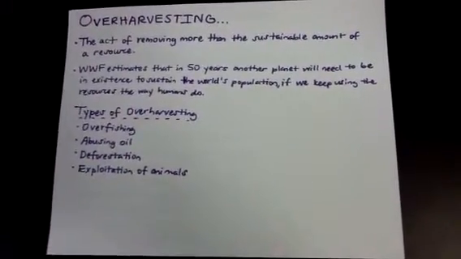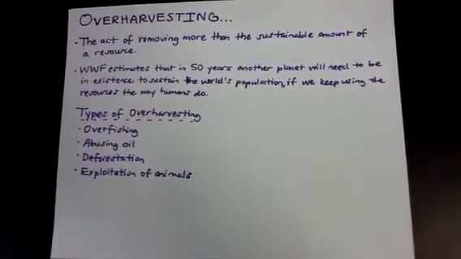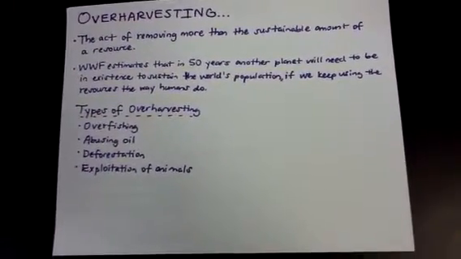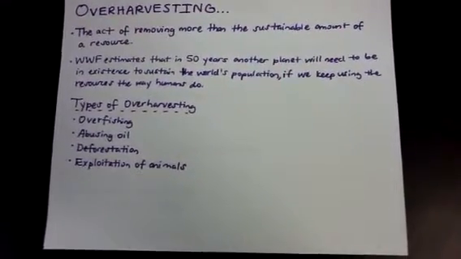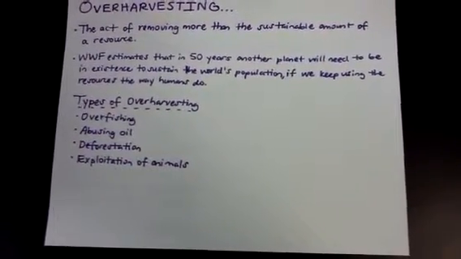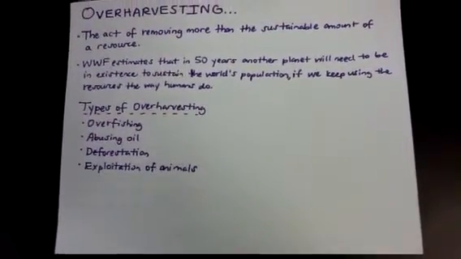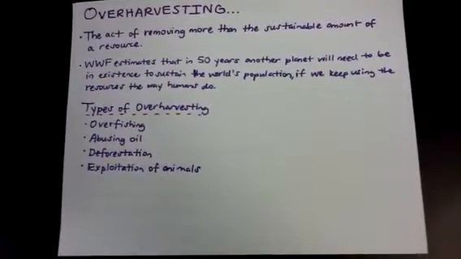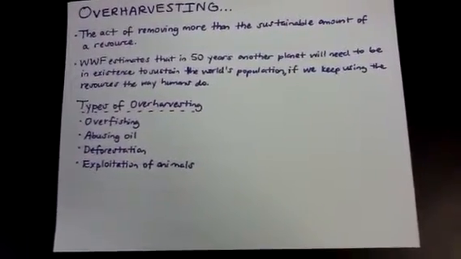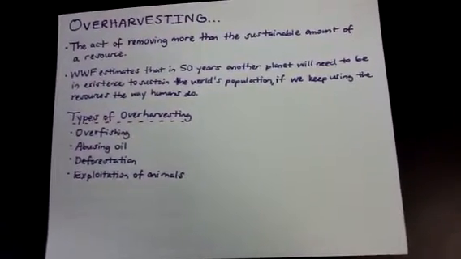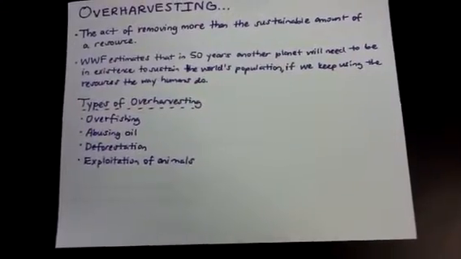Overharvesting is the act of removing more than the sustainable amount of a resource. The WWF, or the World Wildlife Fund, estimates that in 50 years another planet will need to be in existence to sustain the world's population if we're going to keep using the resources the way that humans do. Types of overharvesting include overfishing, abusing oil, deforestation, exploitation of animals, and this can be as simple as hunting an animal for its fur, or if you think about the elephants, hunting the elephants for their tusks.